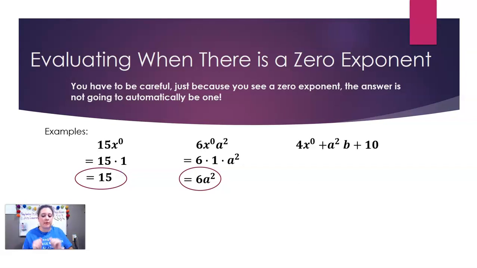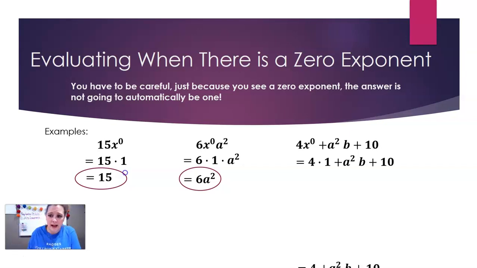Ooh, this is a little bit more complicated. 4x to the 0 power plus a squared b plus 10. There's a lot going on. It's a trinomial. I've got 3 terms there. Again, where I see 0 as an exponent, just whatever it's attached to is 1, not everything. So that means it's 4 times 1, because that x to the 0 power is 1, so it's 4 times 1 plus a squared b plus 10.